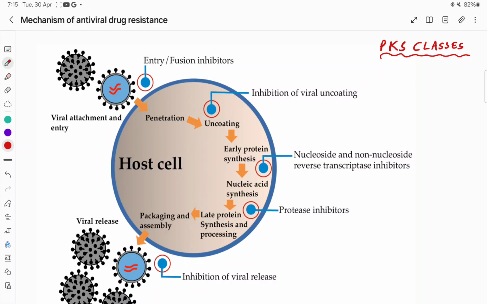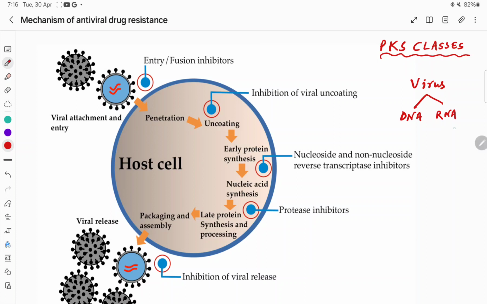Today we are going to study about the resistance to antiviral drugs, the mechanism of how resistance occurs in case of viral diseases. As you know, viruses can be of two types, DNA virus and RNA virus, based on the nucleic acid present in a virus.